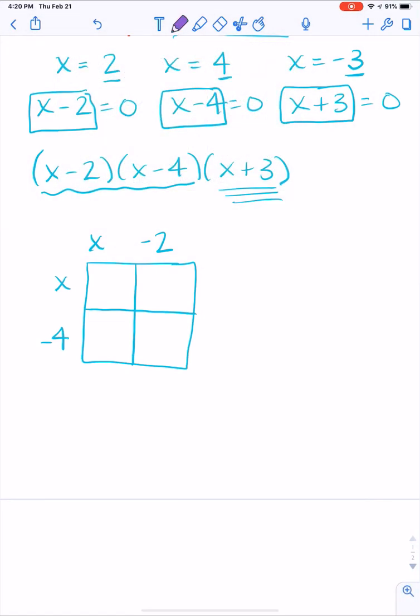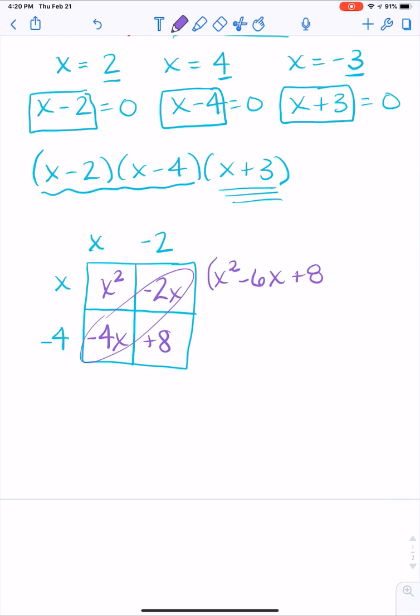Okay, so x times x is x squared. X times -2 is -2x. -4 times x is -4x. And -4 times -2 is +8. So the only like terms I see are right there. So it's going to be x squared, -2 and -4 are going to give me -6x, plus 8.